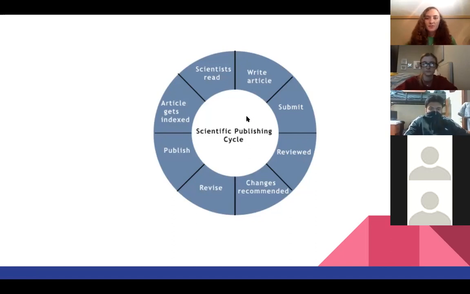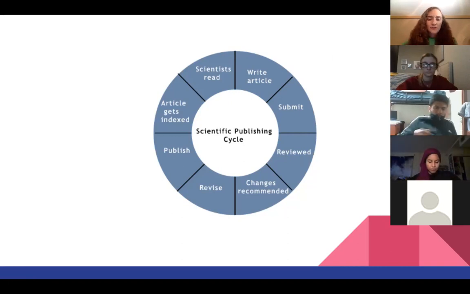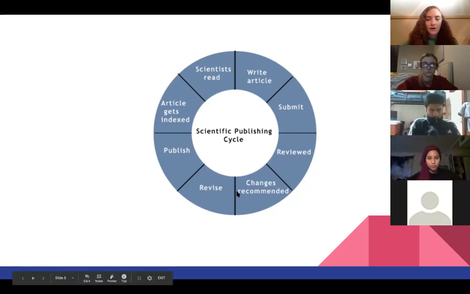So in a research lab, you might have one scientific paper in the drafting process, a second paper in the revision process, and another one in the reviewing process. That's what usually goes on behind the scenes in publishing scientific papers.